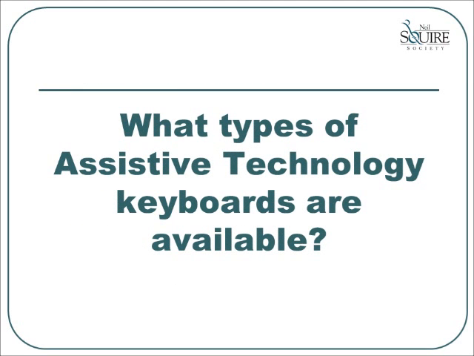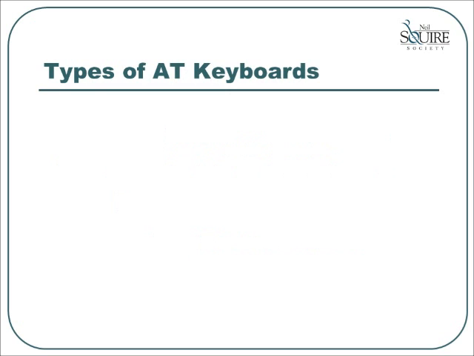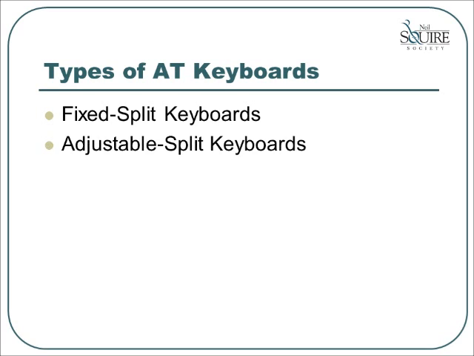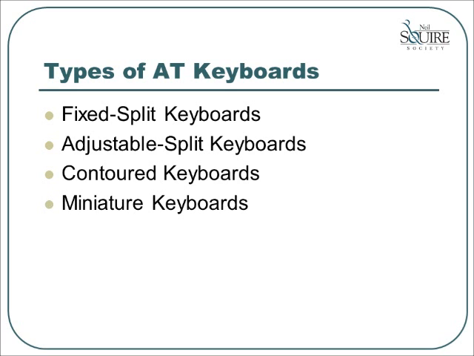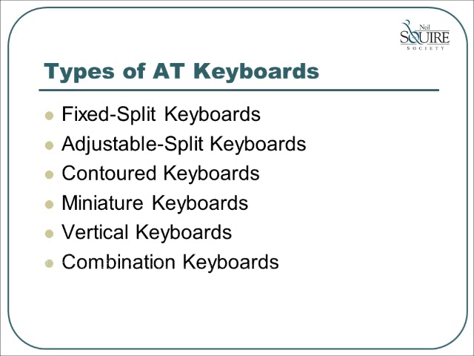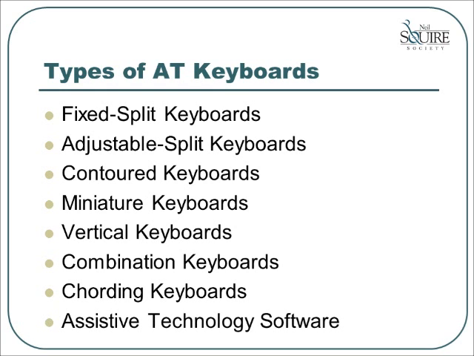Now let's look at what types of assistive technology keyboards are available. I have organized the various types of assistive technology keyboards into the following categories: fixed split keyboards, adjustable split keyboards, contoured keyboards, miniature keyboards, vertical keyboards, combination keyboards, chording keyboards, and finally assistive technology software.